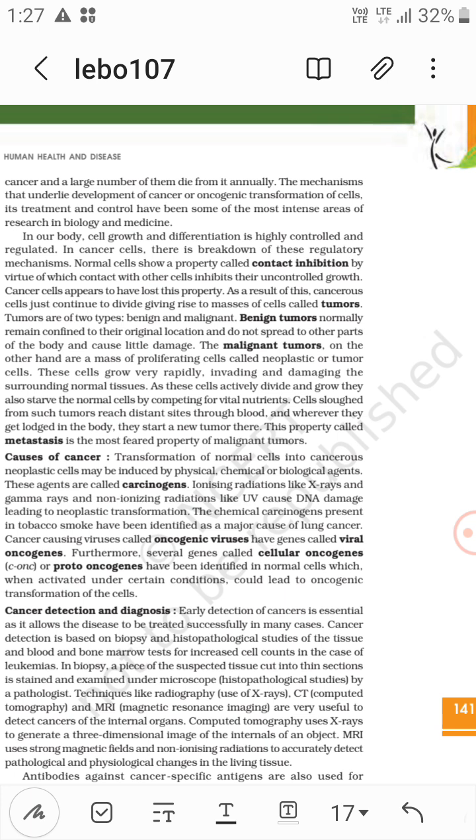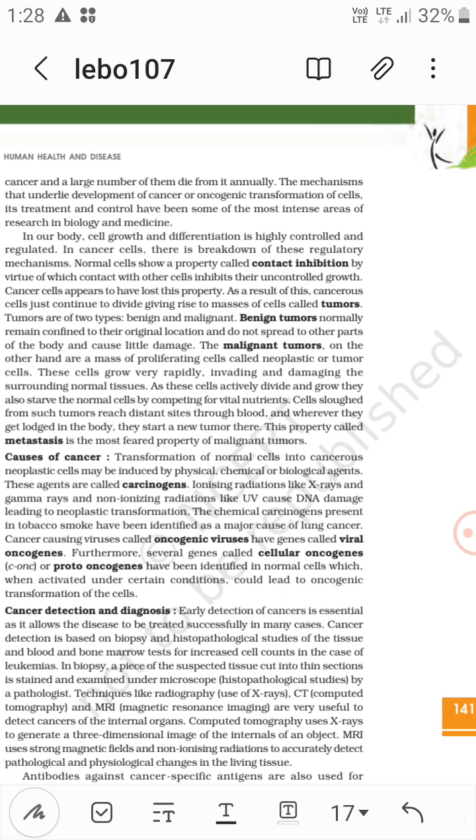Tumors are of two types, that is benign and malignant. Benign tumors normally remain confined to their original location and do not spread to other parts of the body, and cause little damage. The malignant tumors, on the other hand, are a mass of proliferating cells called neoplastic or tumor cells. These cells grow very rapidly, invading and damaging the surrounding normal tissue.